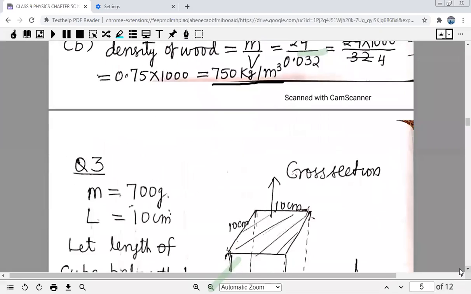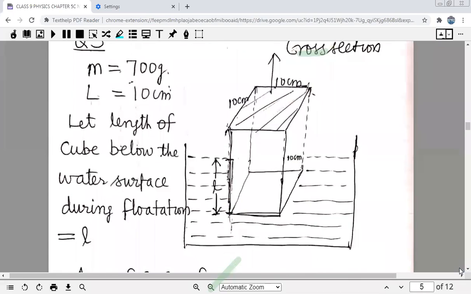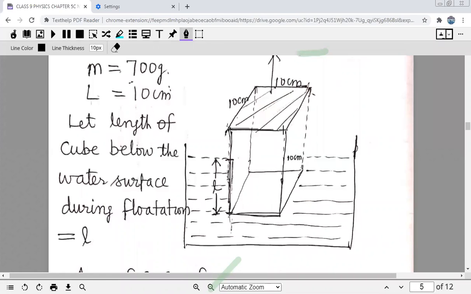Then after this, you can see question number 3. A wooden cube of side 10 centimeter. Cube means whose length, breadth, and height, all the three are the same. You can take one side, this is another side, and this is the third side. All the three sides will be equal, though in this diagram all the sides are not equal. So a wooden cube of side 10 centimeter has mass 700 grams. What part of it remains above the water surface while floating vertically on the water surface?